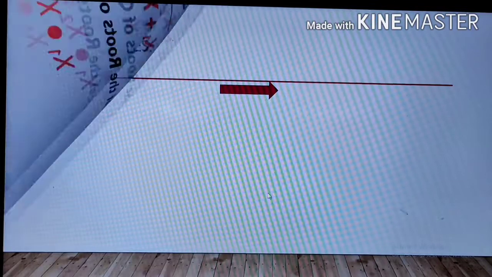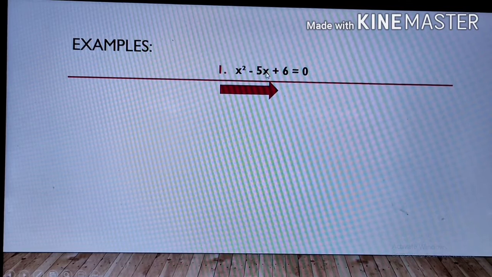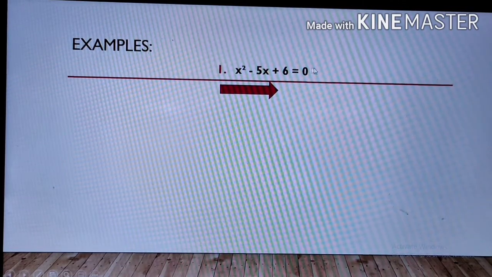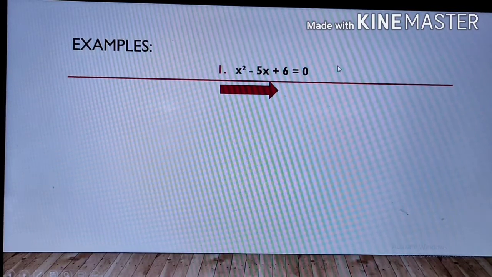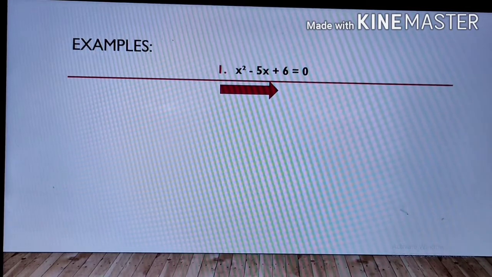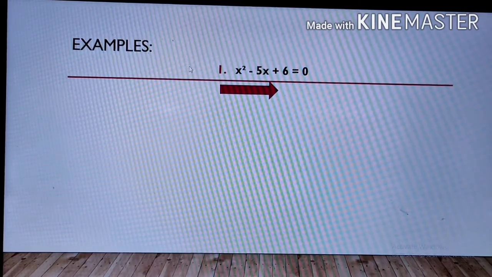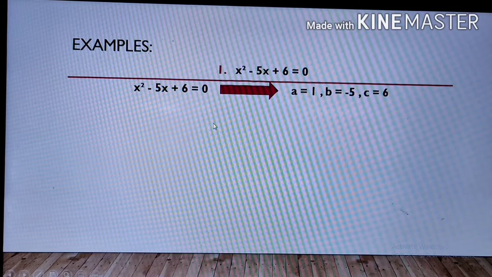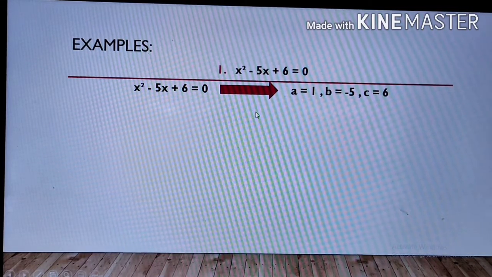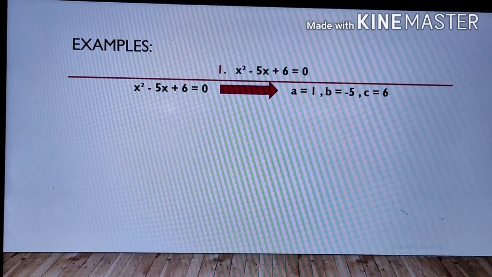So I have here an example. Example number 1. x squared minus 5x plus 6 is equal to 0. Before we find the values of a, b, and c, kailangan muna nating tingnan kung nasa standard form na ba ang given na equation. So, ang given na equation dito ay nasa standard form na, di ba? Kasi, ang standard form is ax squared plus bx plus c. So, since nasa standard form na siya, mahahanap na natin kung ano yung values ng a, b, and c.